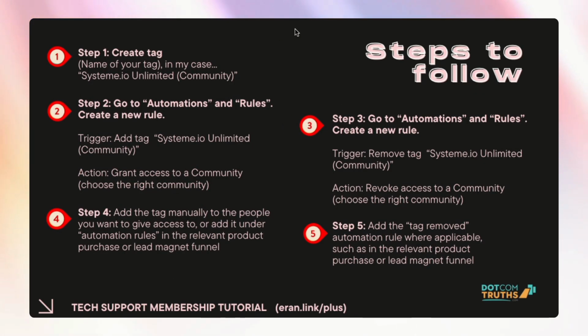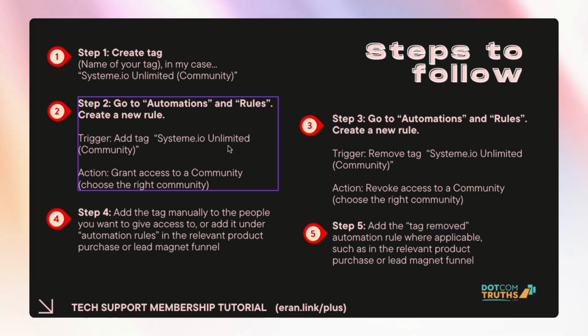And I want to walk you through the steps and then I'll actually show it to you by sharing my screen. Step number one, you're going to create a tag. Whatever the name of your tag, in my case, it is System.io Unlimited Community. Step two, go to automations and rules and create a new rule. Under trigger, add a tag, System.io Unlimited Community, that's my tag, or whatever your name of the tag is.